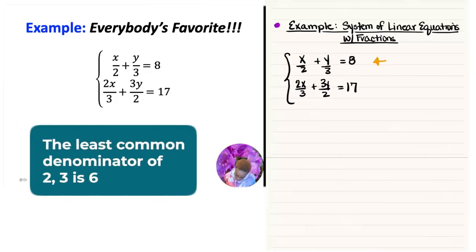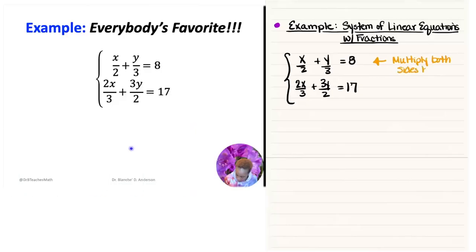So let's do 6. On this equation, I'm going to multiply both sides by 6. And then what about this equation? Same thing, right? Because the denominators are 2 and 3, the smallest common denominator is going to be 6. So we're going to do the same thing here. Multiply both sides by 6.